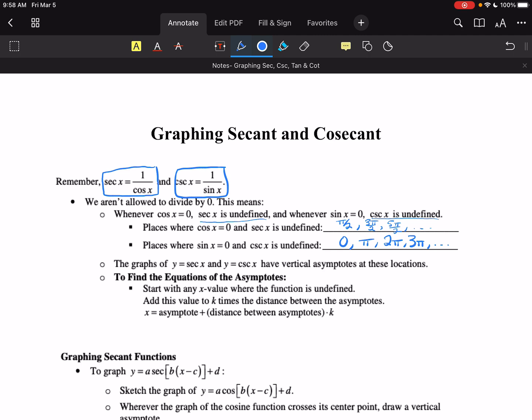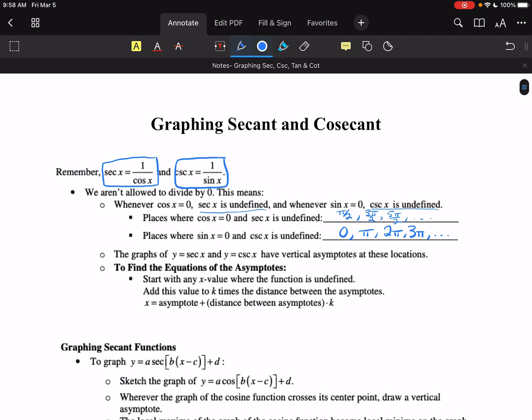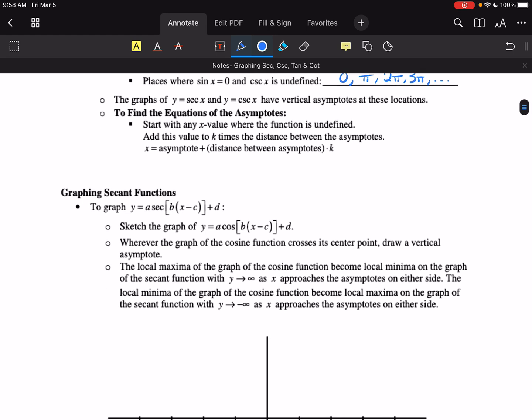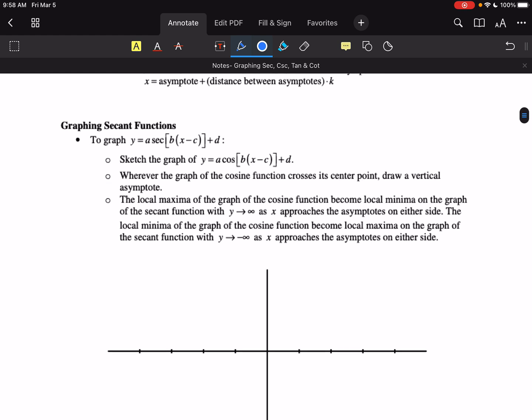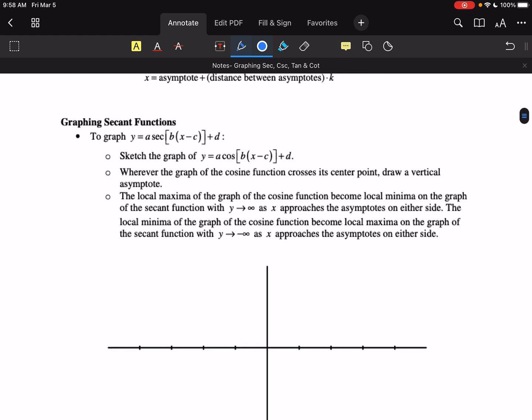And let's go ahead and jump into talking about graphing these things. So same setup that we're used to seeing, right? There's my A, B, C, and D.